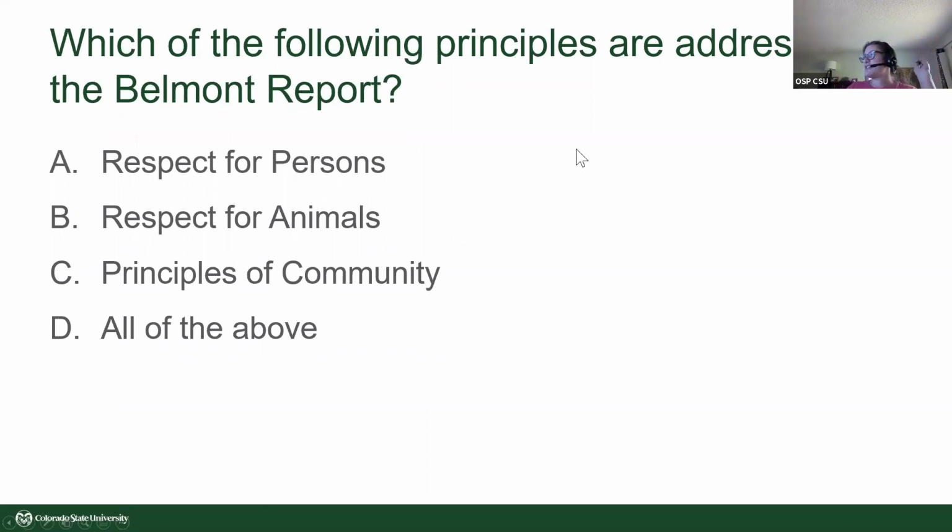So, which of these is addressed in the Belmont Report? And you're right, it's A, respect for persons is under the Belmont Report. Principle of community is actually CSU.